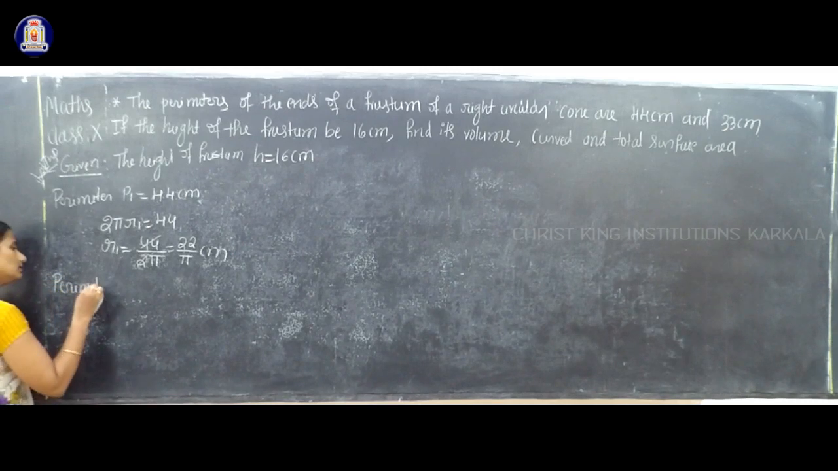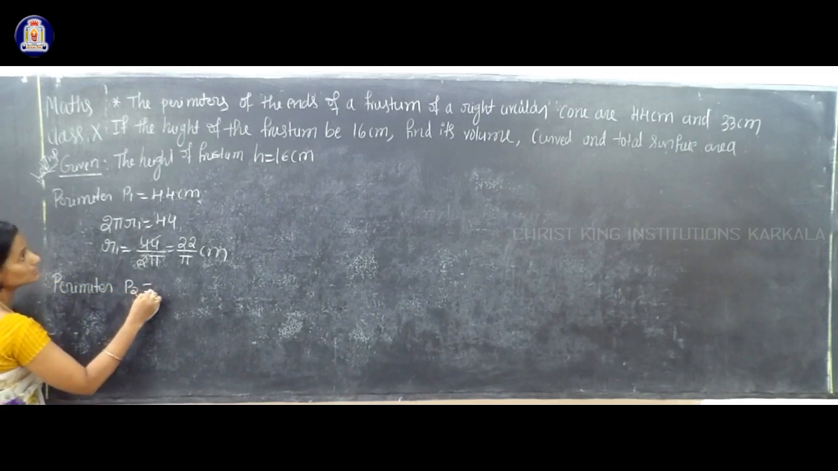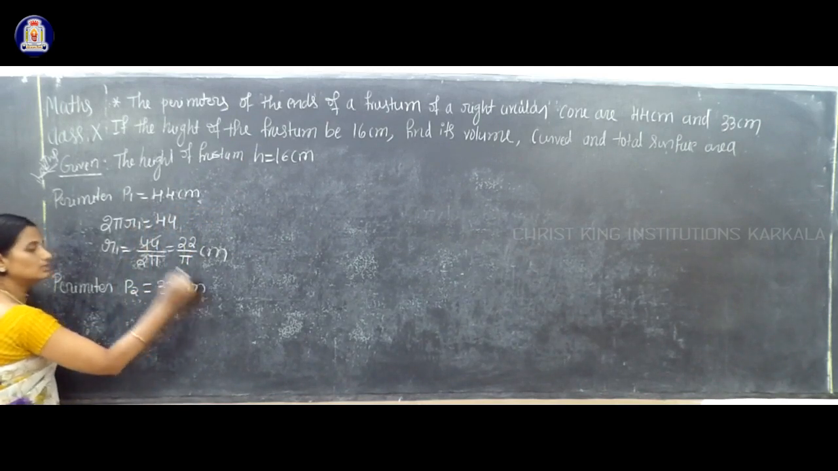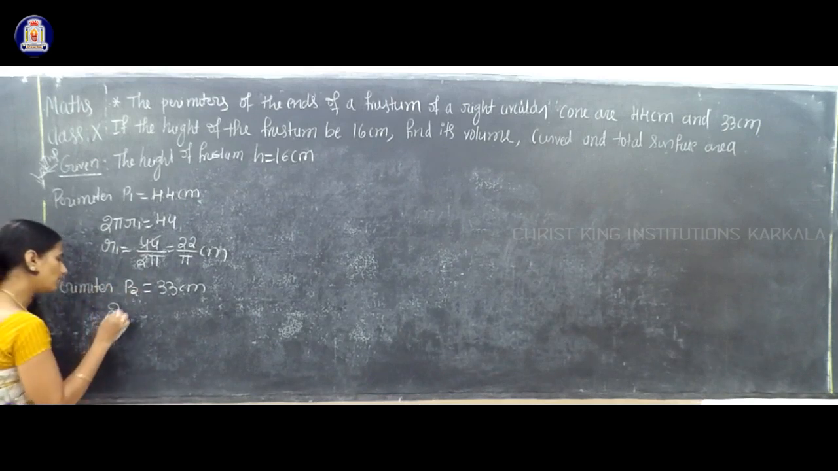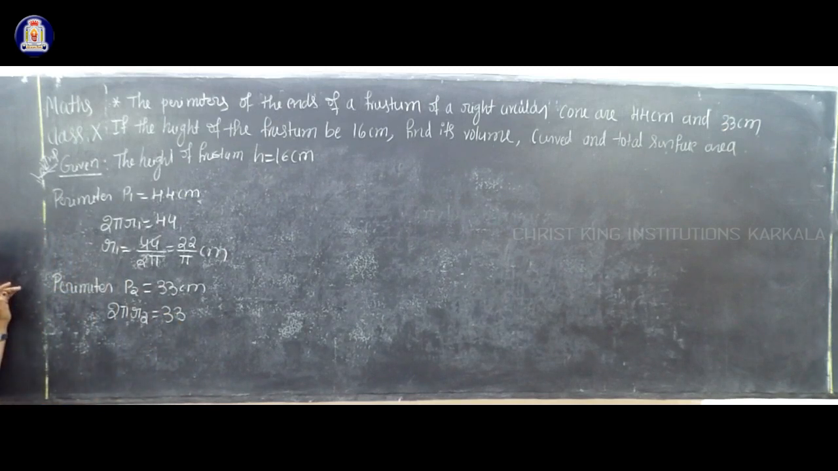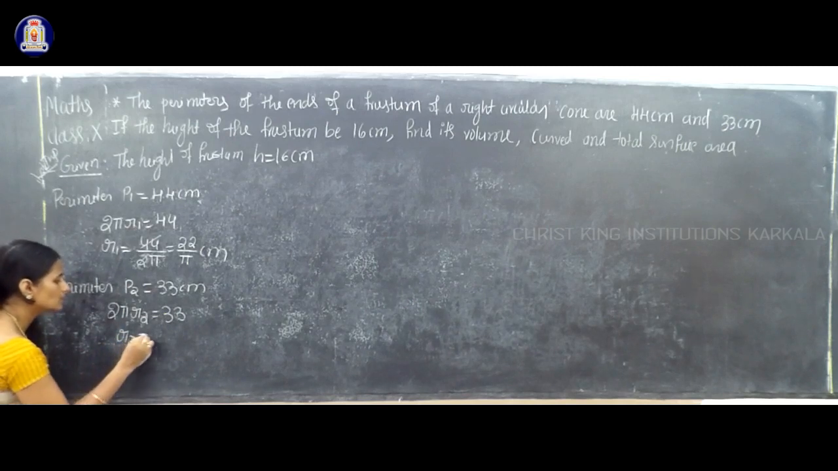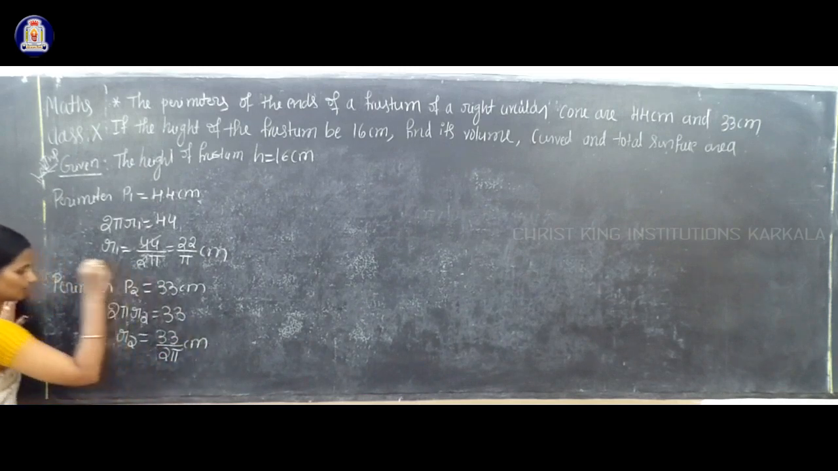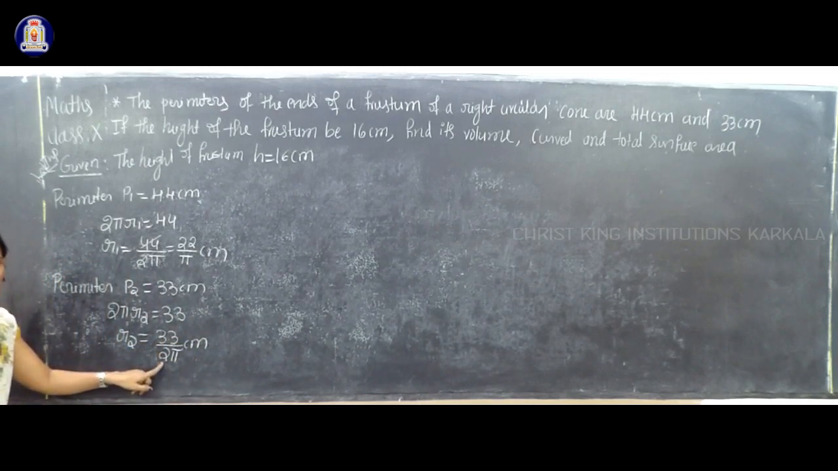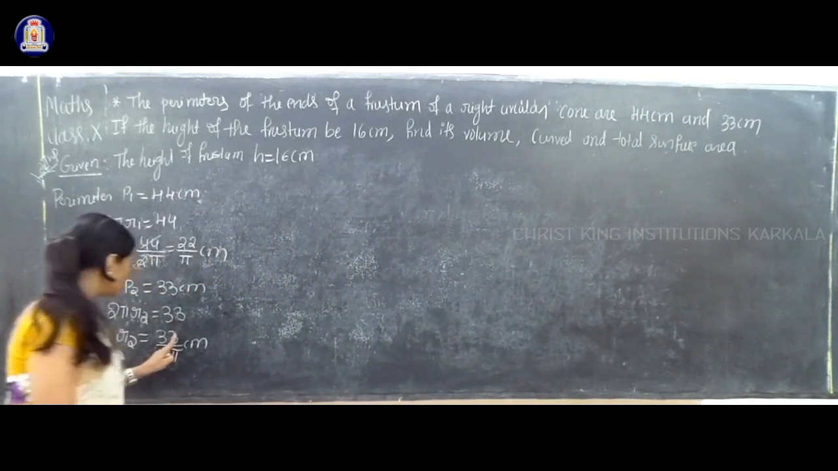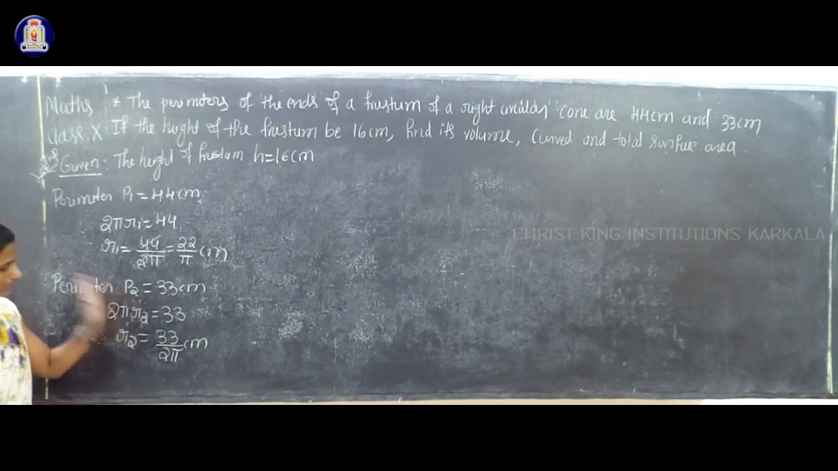Next is perimeter P2. What is given? Second perimeter is 33 centimeter. What is the perimeter formula? 2 pi R2 is equal to 33. So now R2 is how much here? R2 is 33 divided by 2 pi centimeter. Is it possible to cancel this 33? No, right? Is it possible to cancel 33 and 2? No. So I will keep as it is.